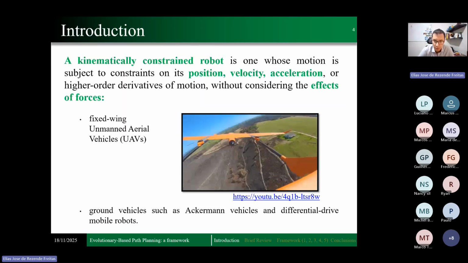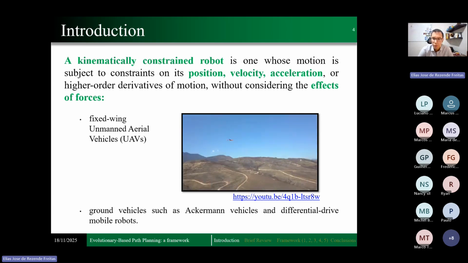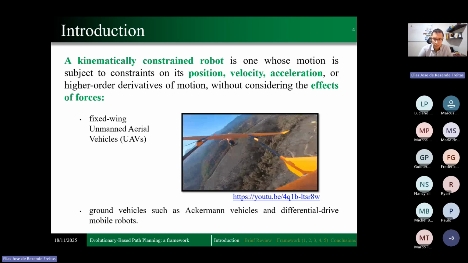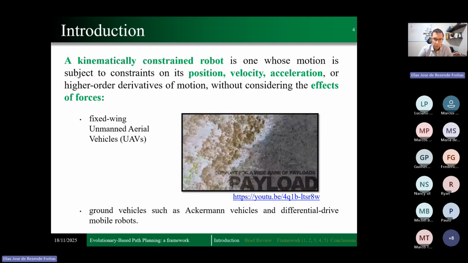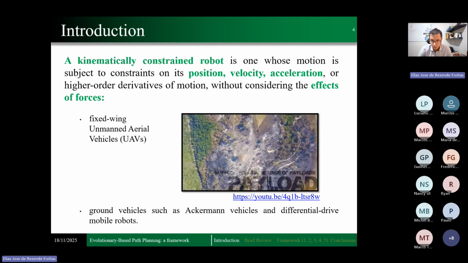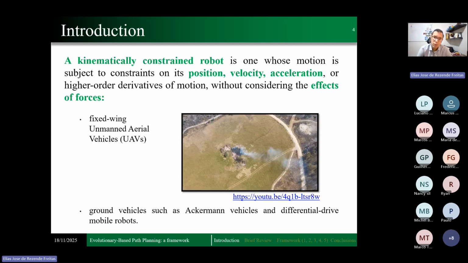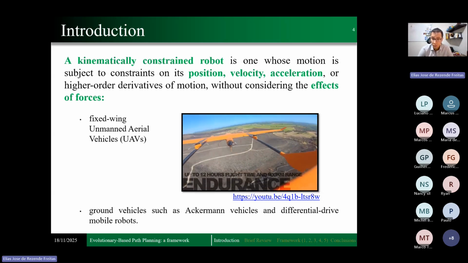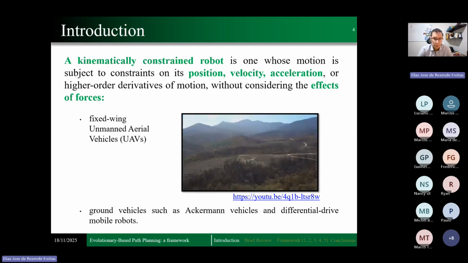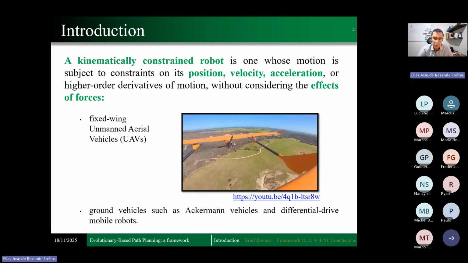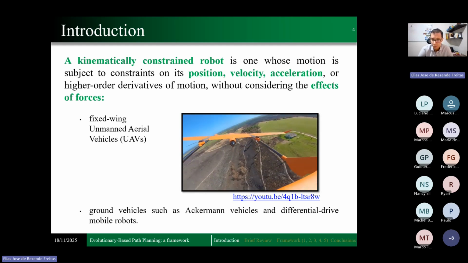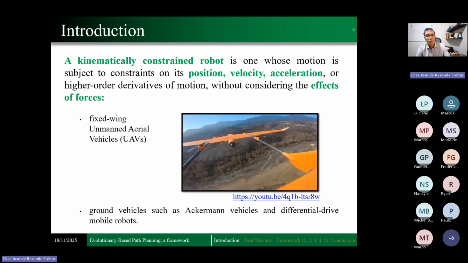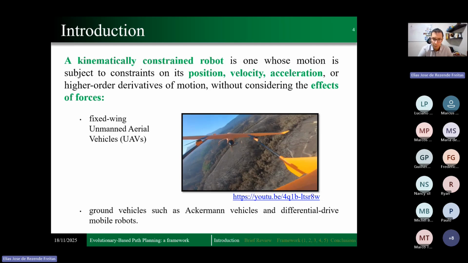A kinematic constrained robot is one whose motion is subject to constraints on its position, velocity, acceleration, or high-order derivatives of motion without considering the effects of force. In this thesis, some typical examples of kinematic constrained systems are considered. These include fixed-wing UAVs, as illustrated in this video, which are widely used in multiple application domains. Besides that, ground vehicles such as Ackermann vehicles and differential drive mobile robots.